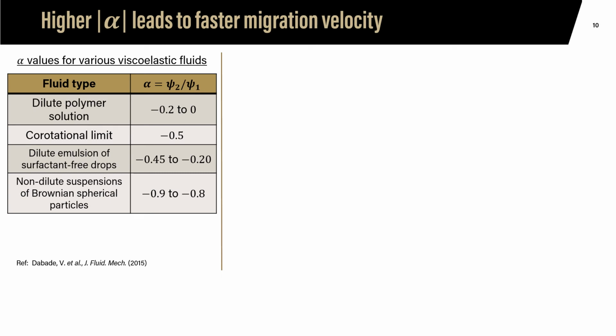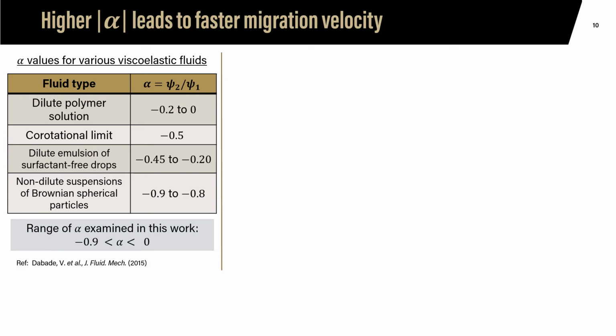First, we'll examine how the normal stress ratio affects the particle migration behavior in the flow. For most viscoelastic fluids, we'll have positive psi1 and negative psi2, and the magnitude of psi1 is typically way larger than psi2, and alpha therefore falls between negative 1 and 0. Different types of viscoelastic fluid can have very different normal stress response. For a dilute polymer solution, alpha typically falls between negative 0.2 and 0, and for a concentrated suspension of Brownian particle, alpha can go up to negative 0.9. And in this work, we'll examine different alpha values from 0 to negative 0.9 and see how it changes particle migration in the flow.